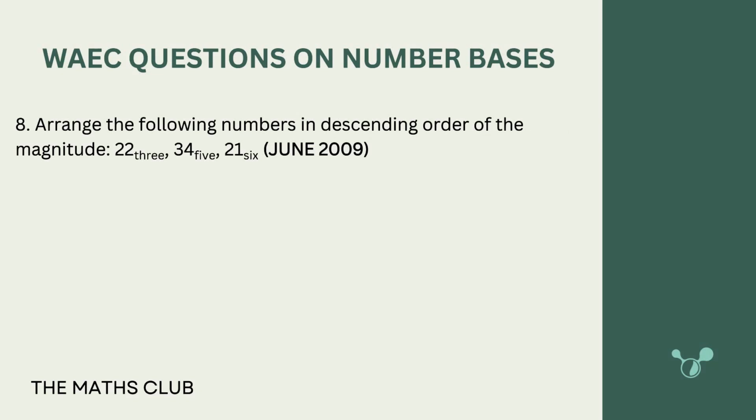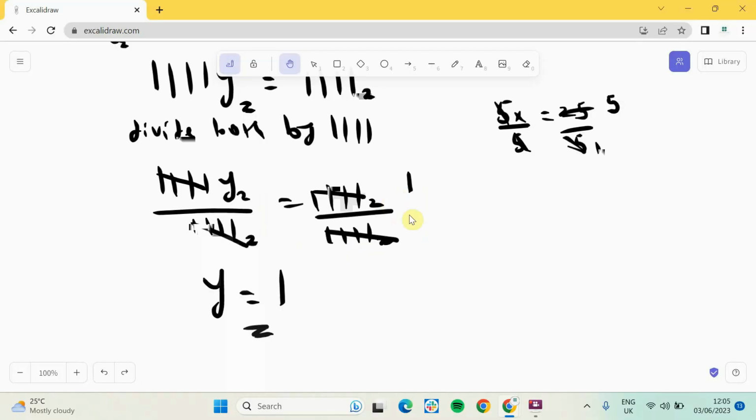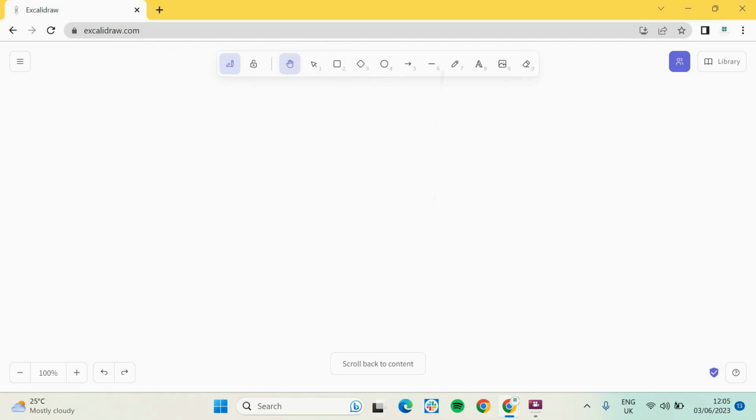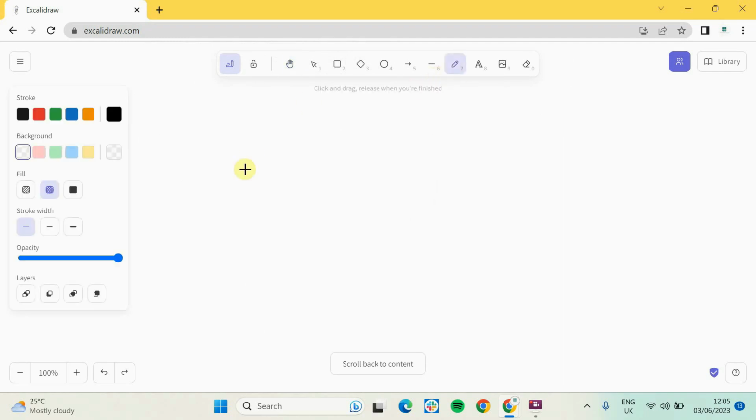So this question says, arrange the following numbers in descending order. When they say descending, that means from the highest to the lowest. So you're going from the high guy and you're descending down, right? So we have 22 base 3, we have 34 base 5, and we have 21 base 6. I want to arrange this.